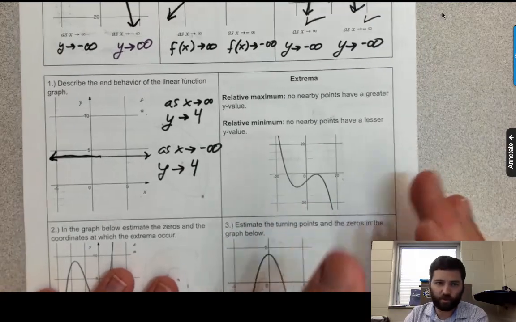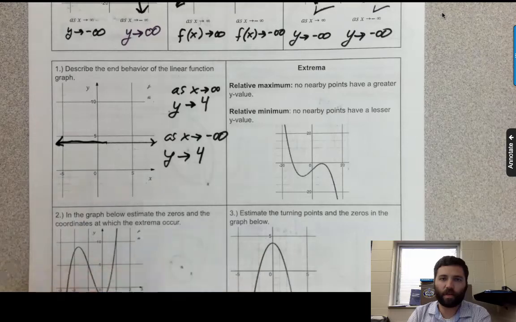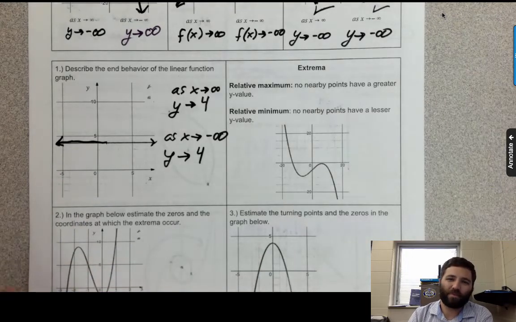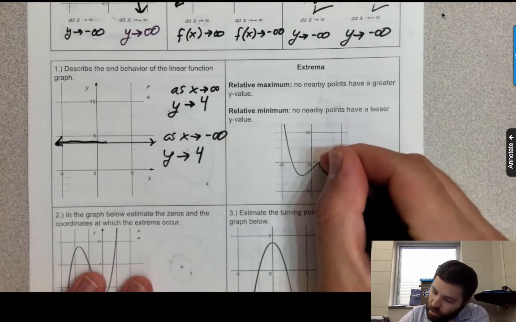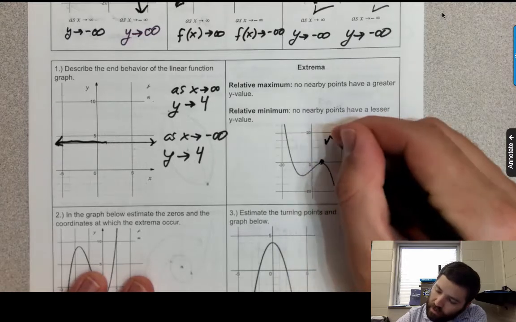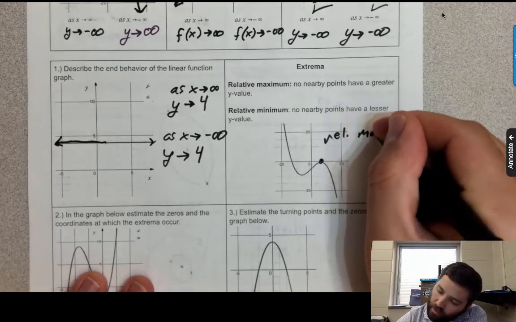So let's move on and talk about extrema now. Extrema are maximums or minimums in the graph of a function. We'll start with relative maximum. Those are high points in the graph, or places where there are no nearby points that have a greater y value. So right here would be a relative maximum.